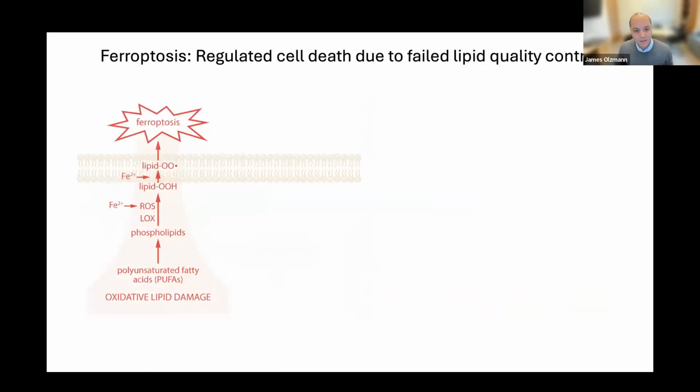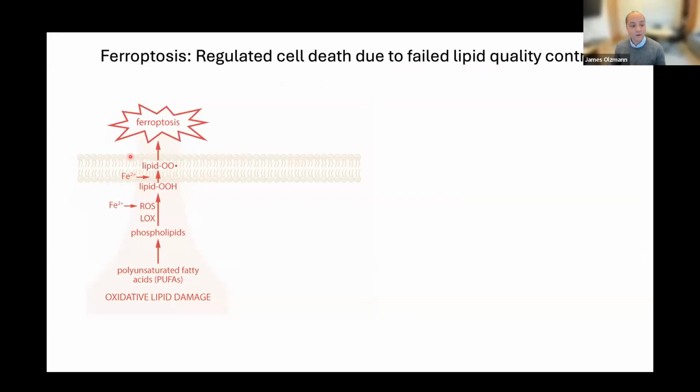And this interest in lipid damage and lipid quality control led us to become interested in a form of cell death that many of you are probably familiar with, that is known as ferroptosis. This name was first coined by Scott Dixon and Brent Stockwell back in 2012, and we've seen really a lot of growth in the field in the last decade. Now, this form of cell death attracted us because for us, this is really a regulated form of cell death that's due to the failure in lipid quality control.